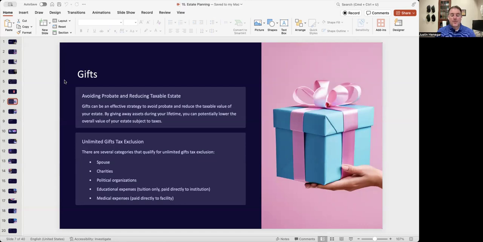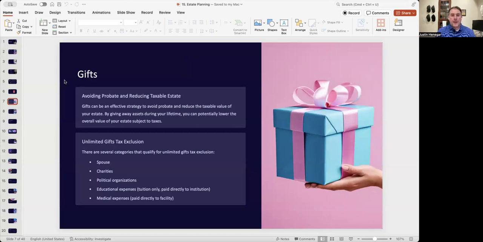There are opportunities, however, for individuals to give an unlimited amount of assets to certain individuals or entities that would not be applied to the total exempt amount of 13.61 million. You can give everything that you have to your spouse, and there would not be a gift tax applied to that amount. You can give an unlimited amount to charities and to political organizations. You can pay educational expenses, and as you see on the slide here, you must pay that directly to an institution.